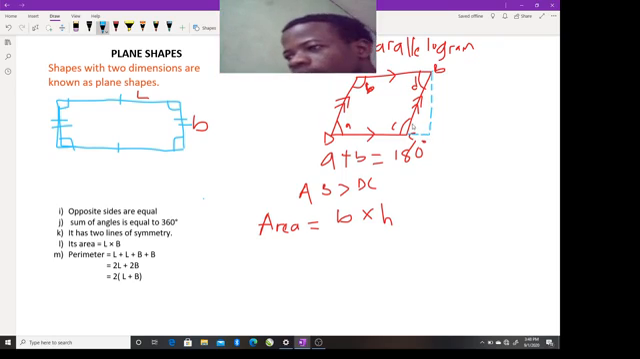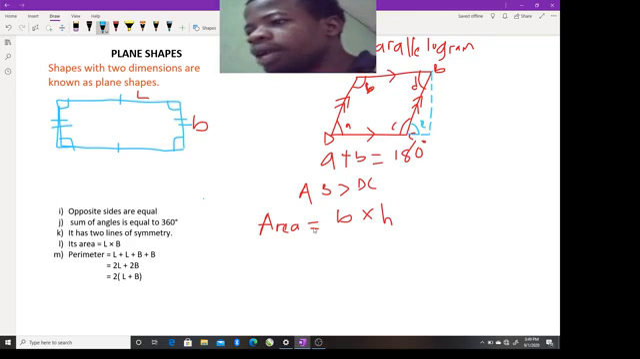So if I have something like this, don't forget, let me call this E. E will be equal to A. They will be corresponding angles. Note this. I've taught types of angles the other time. Angles between parallel lines, E is equal to A, they are corresponding angles. Note that. So the area is base times height.